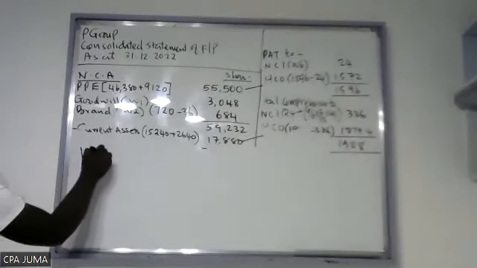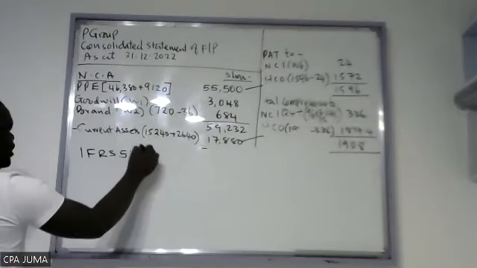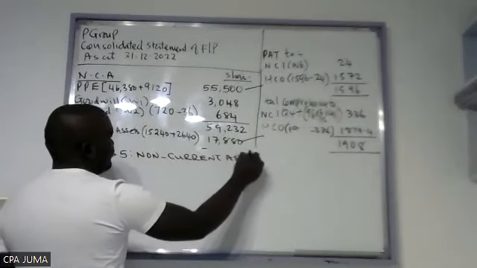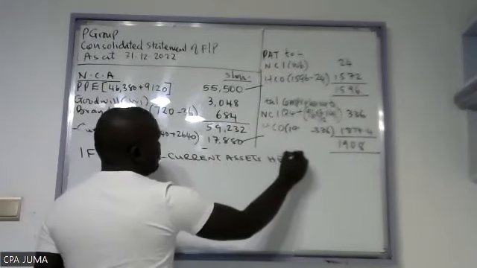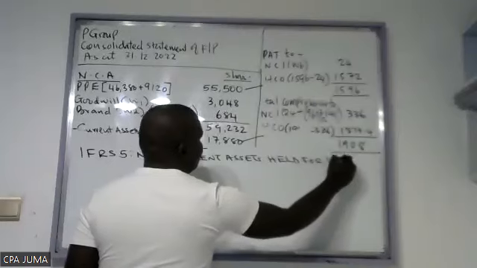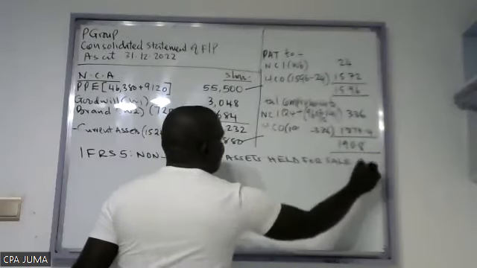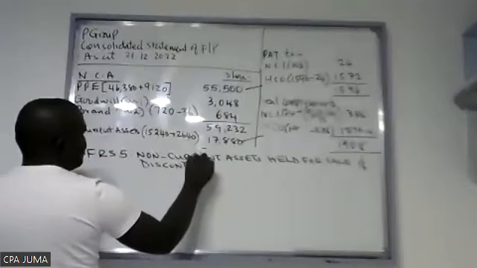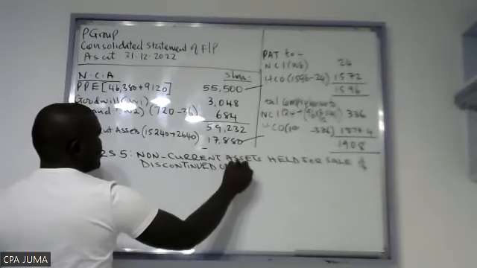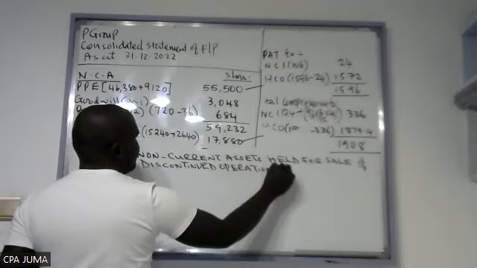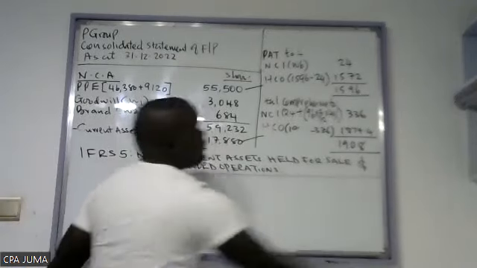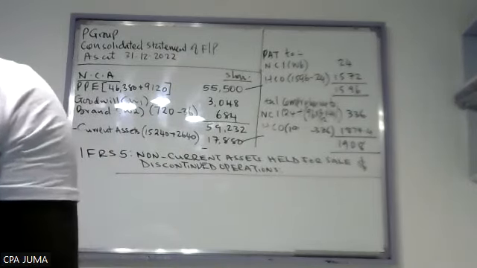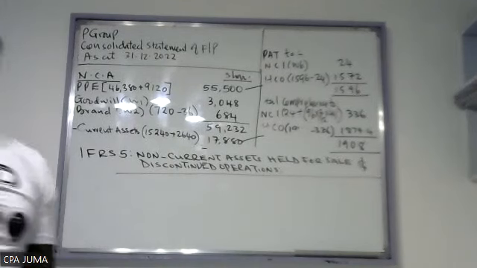IFRS 5. Non-current assets held for sale and discontinued operations.